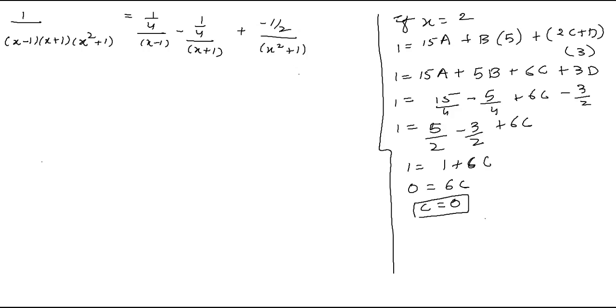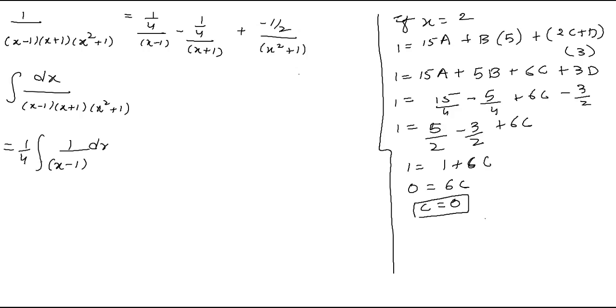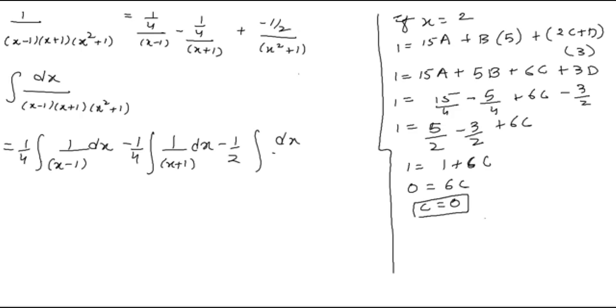So if I take integration on both the sides, then integration dx upon x minus 1 x plus 1 x square plus 1. So I have to take integration over here also. I will take 1 by 4 outside. I will have 1 upon x minus 1 dx. This 1 by 4 will come outside. I will have x plus 1 dx. This minus 1 by 2 will come outside, and I will have dx upon x square plus 1.